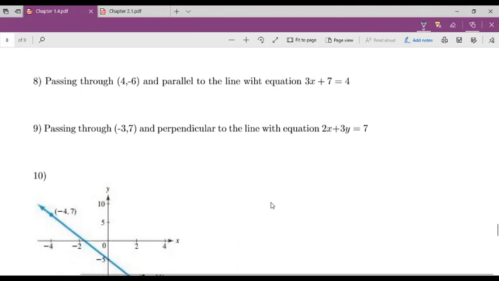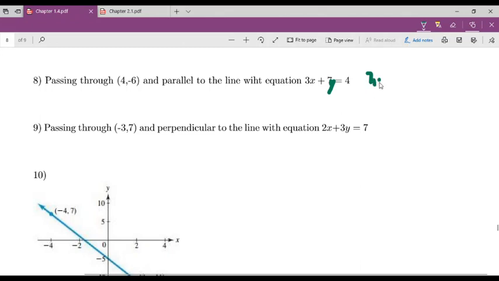Now 8 and 9 get a little more complicated. It says we want to pass through the point 4, -6 and parallel to the line with the equation. It gives you the equation, which is slightly incorrectly typed. There needs to be a y there. So 3x plus 7y equals 4. Even I make a typo here and there. Apologize for that.